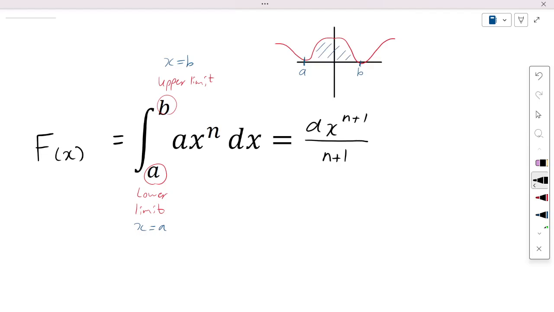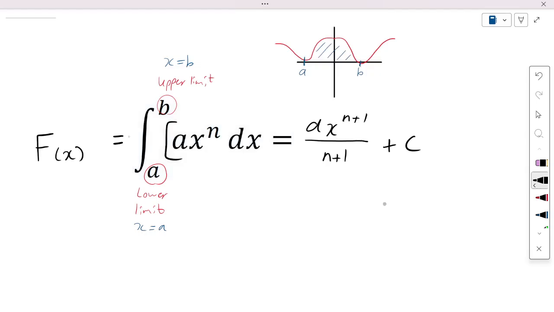But now we have plus c, right? So that's how we normally do indefinite integrals. Now, with definite integrals, we don't normally include the c. The reason why we don't include the c is the following. We're going to follow a new notation.